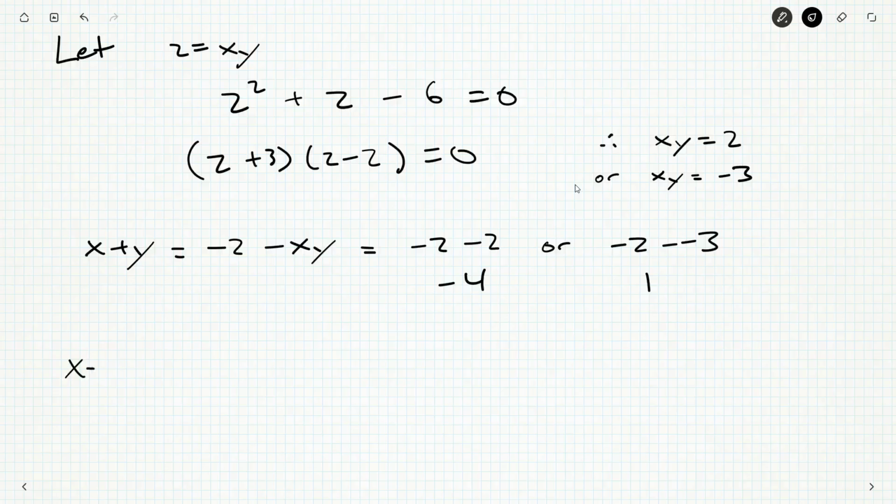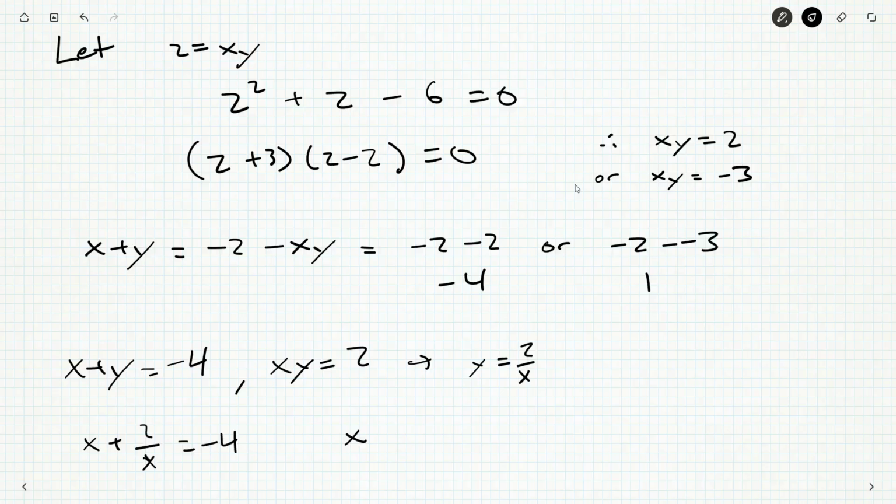So we'll say x plus y equals negative 4, xy equals 2. So that would be y is 2 over x. So we've got x plus 2 over x is negative 4. X squared plus 2 equals negative 4x. X squared plus 4x plus 2 equals 0. So that's what we need to have be true.